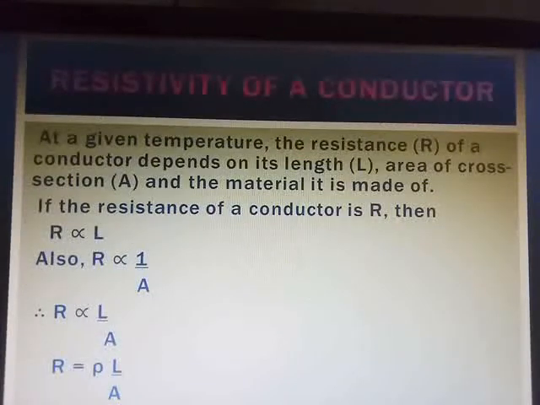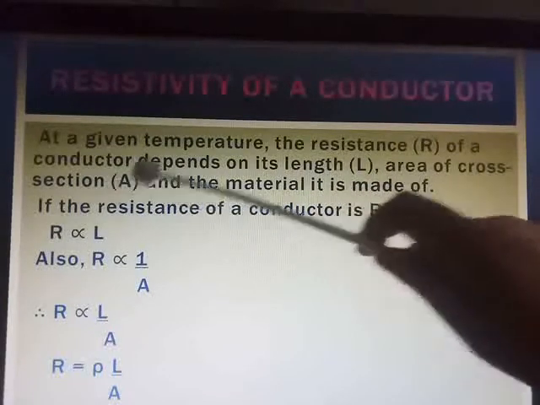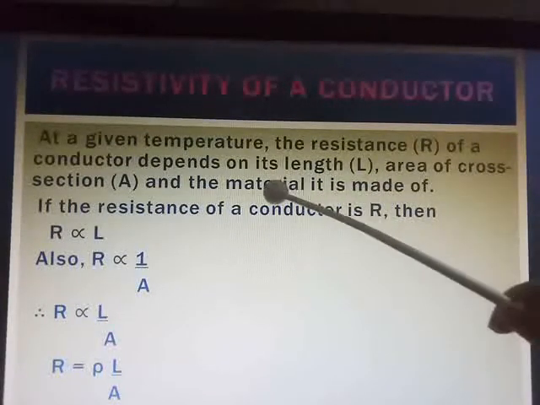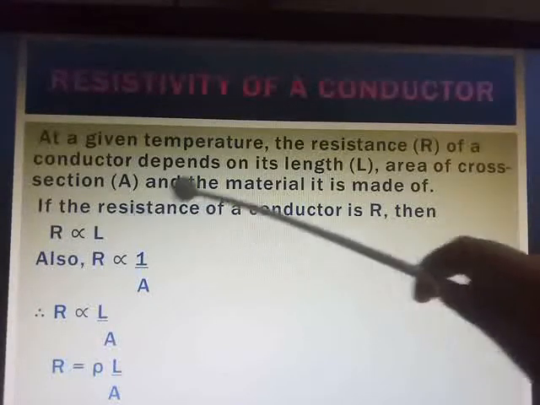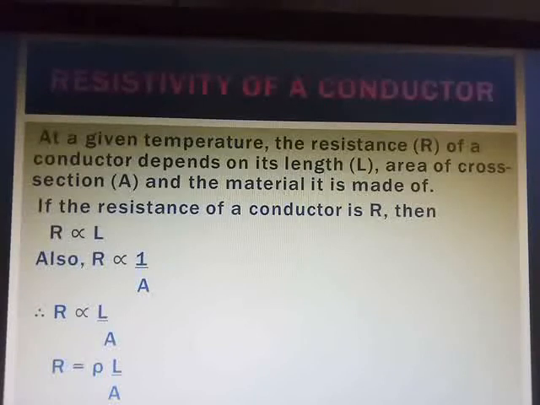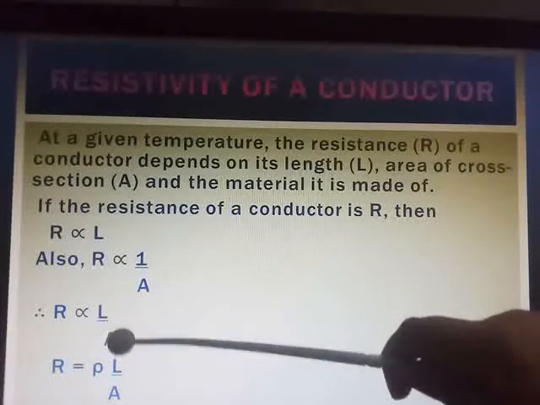Next topic is resistivity of a conductor. At a given temperature, the resistance R of a conductor depends on its length, its area of cross section, and what material it is made up of. Now, if the resistance of the conductor is R, then R is directly proportional to the length of the conductor. Also, R is inversely proportional to the area of cross section. So, you can see L upon A.